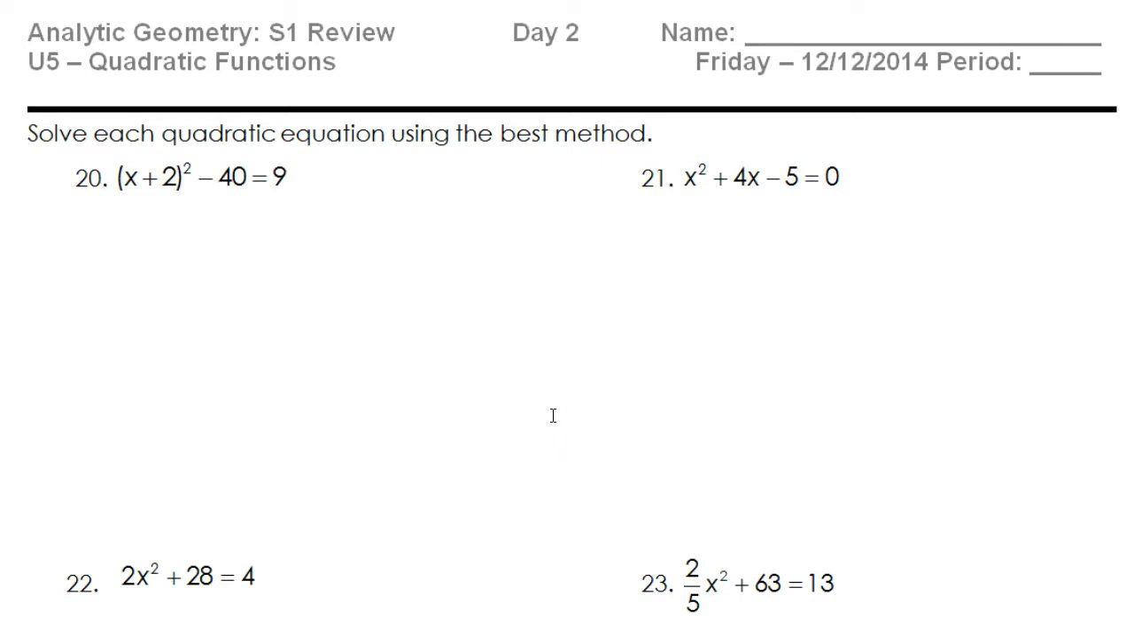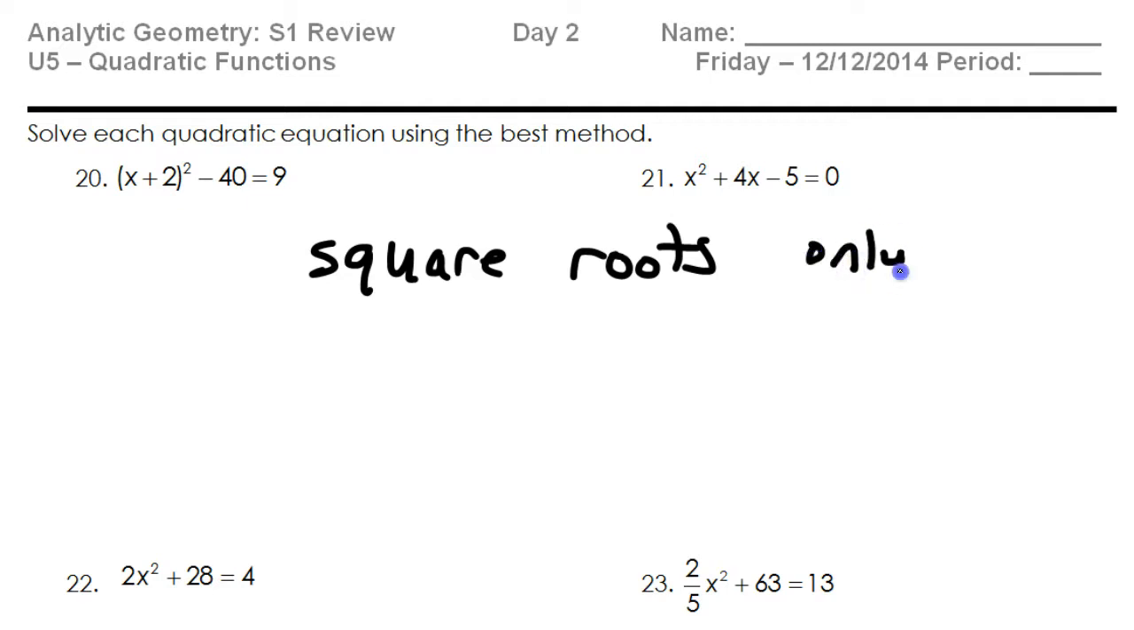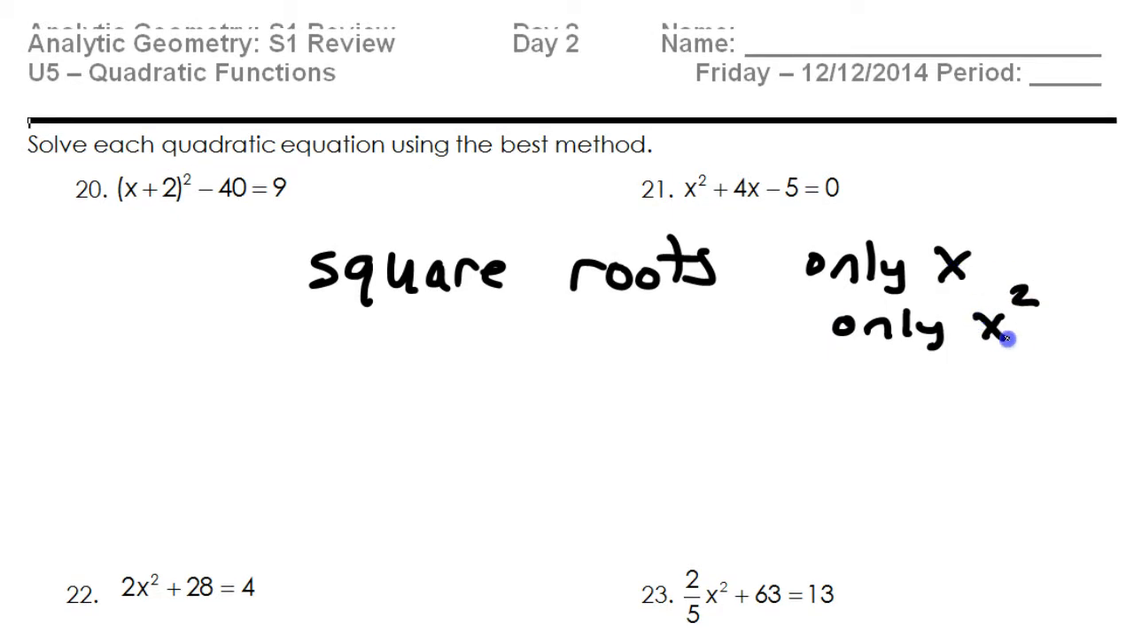We know, let's see, how many methods? Some of the methods that we've learned are to use square roots, okay, and we can do this. We'll do square roots when there's only one type of x, like if it's only x or only x squared. If there's x and x squared, we need to do something else.